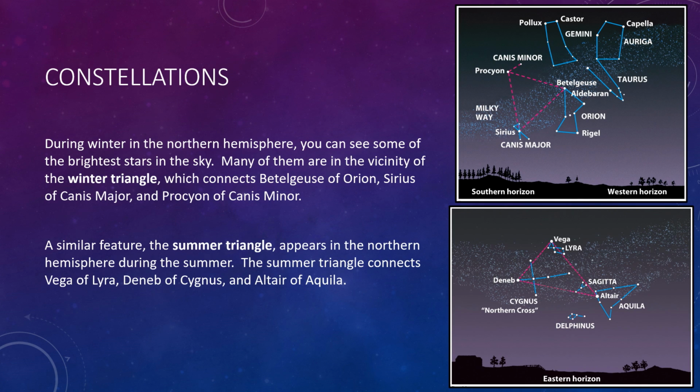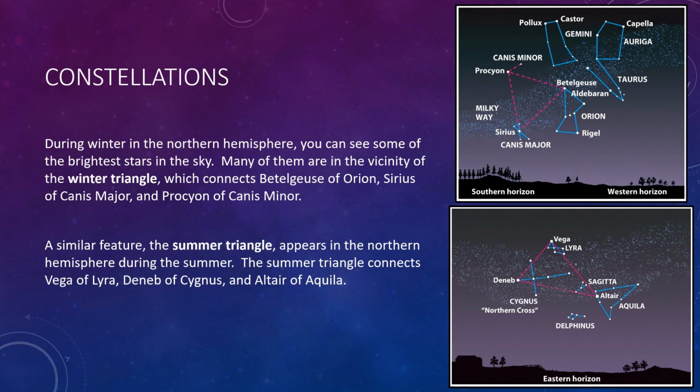Now, during winter in the Northern Hemisphere, you can see some of the brightest stars in the sky. Many of them are in the vicinity of what we call the winter triangle, which you can see here at the top. So, this connects the bright stars in the constellations of Orion, which is the hunter, Canis Major, which is the large dog, and Canis Minor, the small dog.